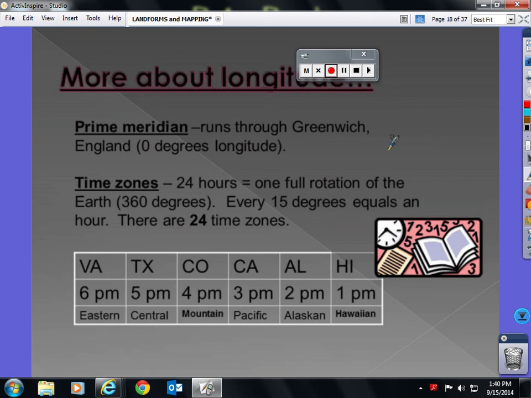Time zones, you don't really need to know them by heart. There are 24 hours in a day. Every 15 degrees equals an hour, so we have 24 time zones. 24 lines of longitude matching up to those hours.